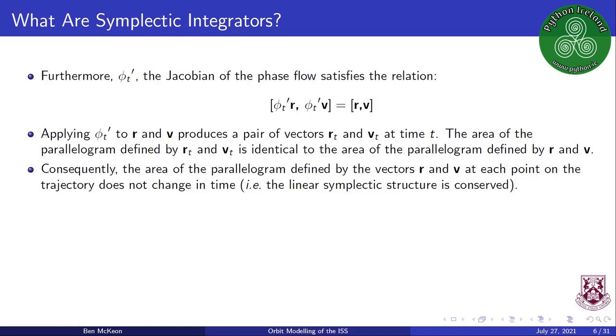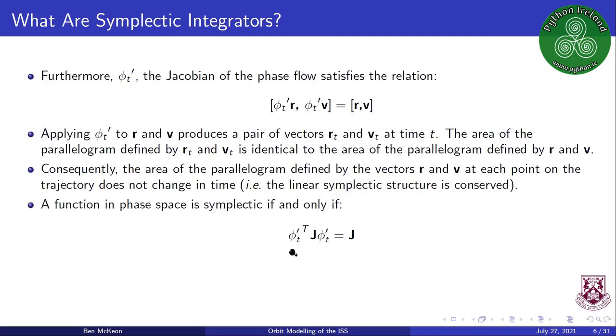And naturally this proves to us that the area of that parallelogram does not change no matter how far into the future you go. So we say that the linear symplectic structure is conserved. And then that leads us to this kind of funky definition. You don't have to worry about it too much; I'm getting all the hard maths out of the way at the start. We can say that a function in phase space is symplectic if and only if it satisfies this relation.